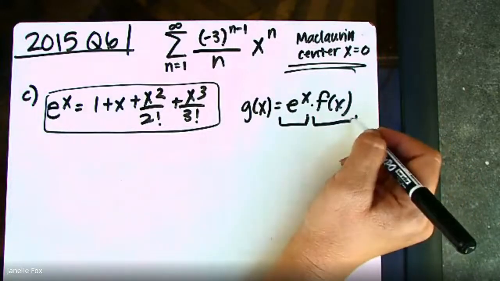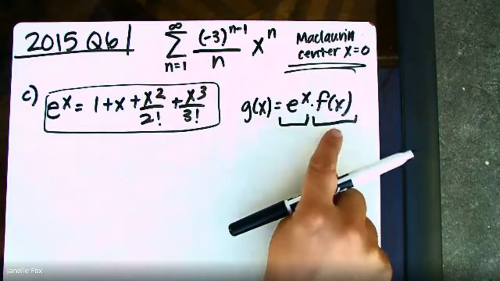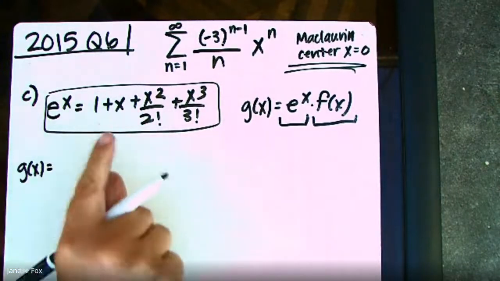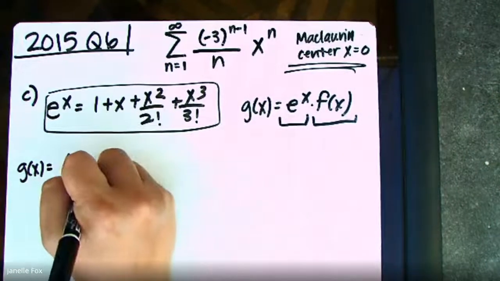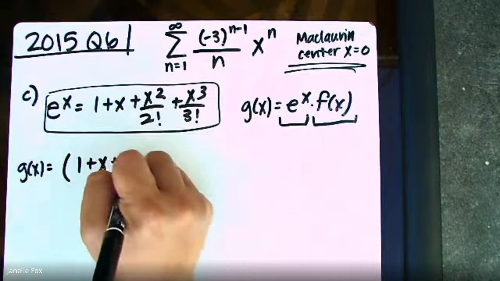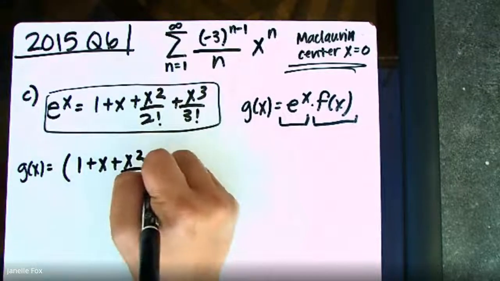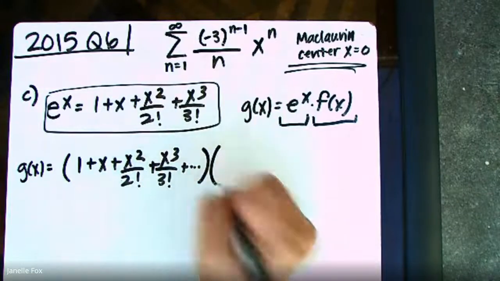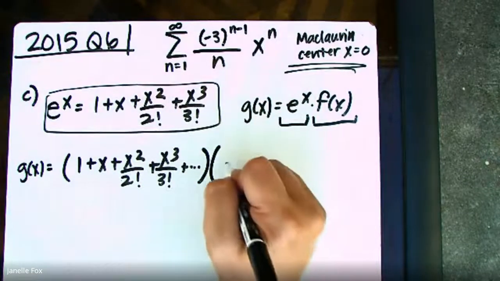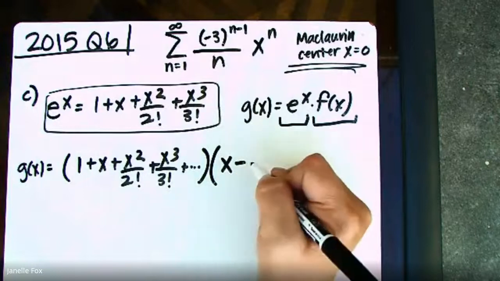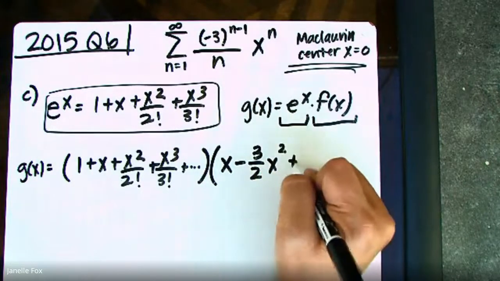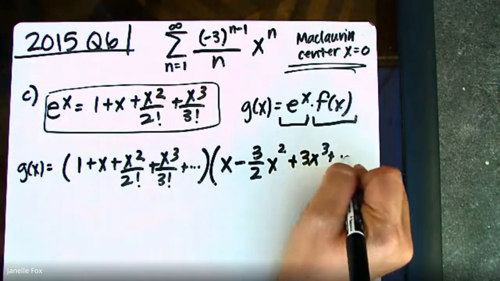Okay, so here we go. We're going to actually make a giant distribution question. So we're going to say that g of x is equal to e to the x, 1 plus x squared over 2 factorial plus x cubed over 3 factorial plus dot, dot, dot. And we're going to multiply it times f of x. The f of x is x minus 3/2 x squared plus 3x cubed plus dot, dot, dot.